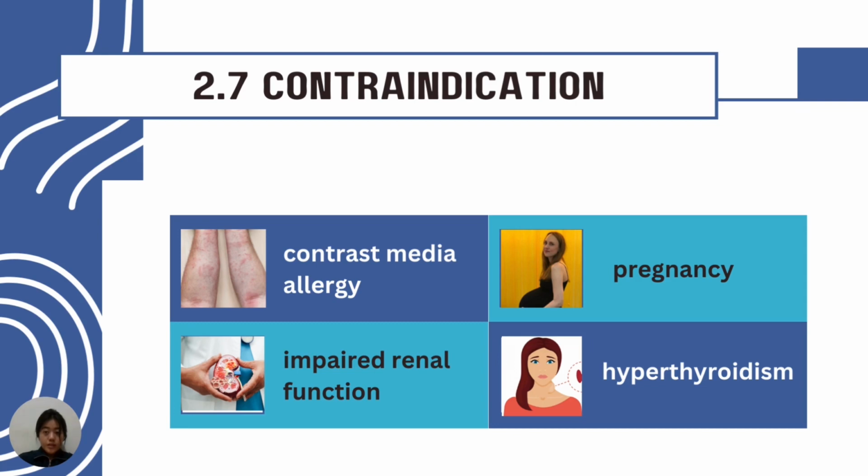And then pregnancy. Ionizing radiation exposure during IVP may pose potential risk to the developing fetus, including teratogenic effects and radiation-induced malignancies. Therefore, alternative imaging such as ultrasonography and MRI are recommended. And then patients with hypothyroidism are contraindicated for IVP due to the risk of exacerbating thyroid dysfunction.